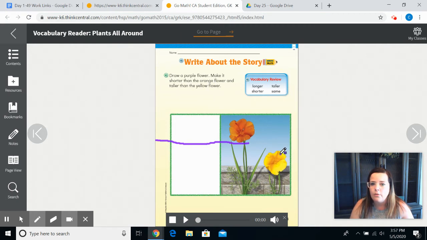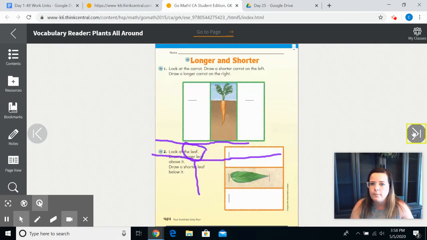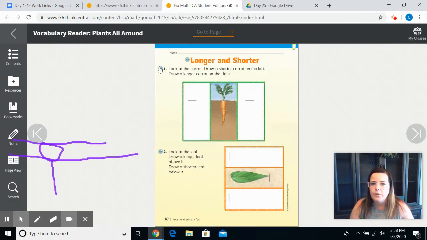So here's my yellow flower. So I would draw a line all the way across as straight as I can. You should be able to do a little straighter. And then in between these two is where you should be making your nice purple flower. Let's go ahead and check the next page if there's another one. On this one, let's hear the directions.